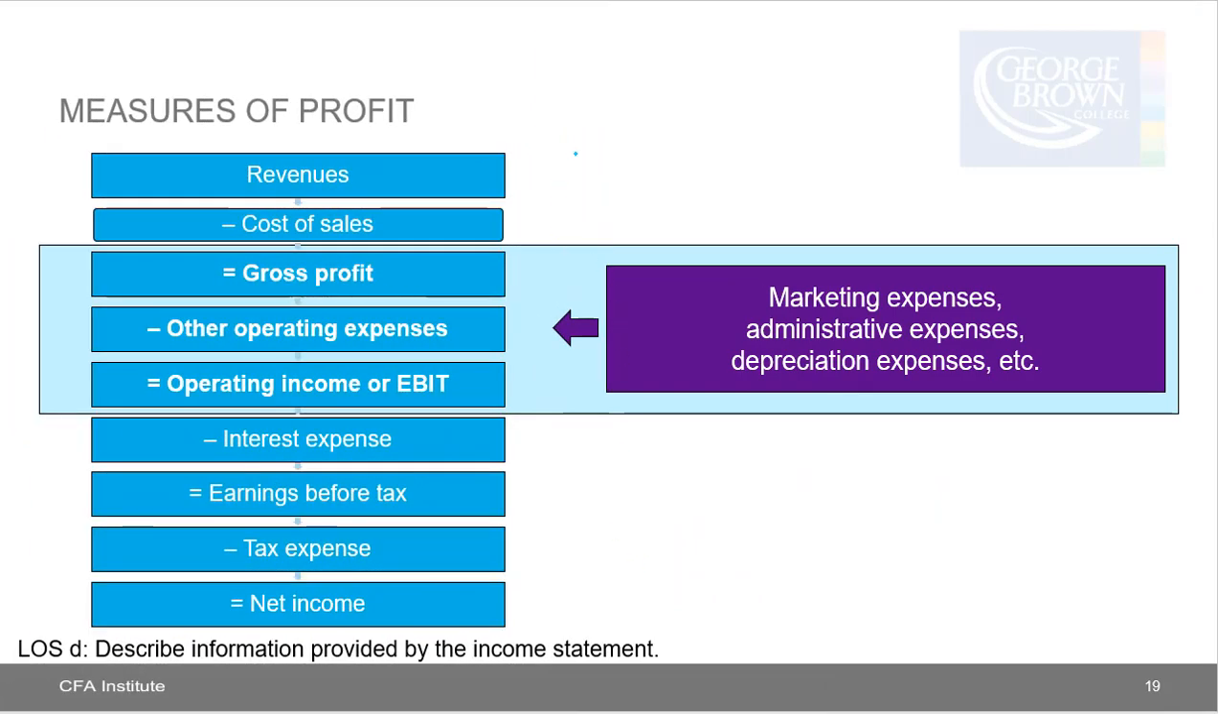So now we're moving down the income statement. Revenue minus cost of goods sold equals gross profit minus other operating expenses. What are making up those other operating expenses? Marketing expenses, admin expenses, again, depreciation, which is a non-cash item, etc.